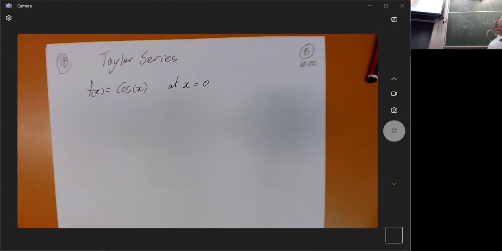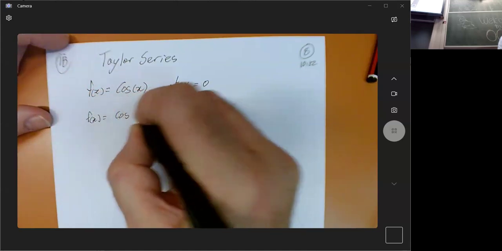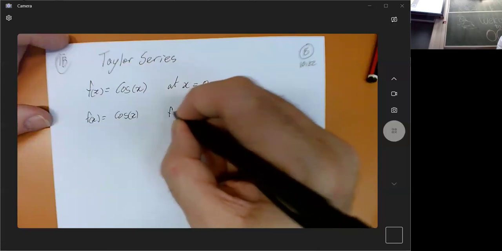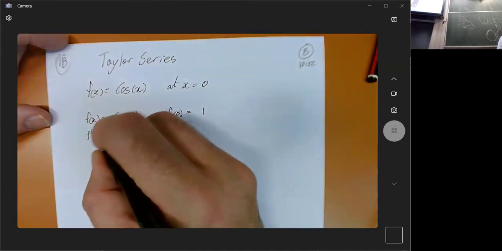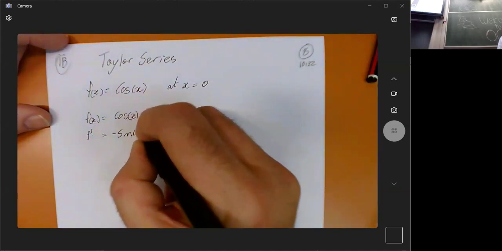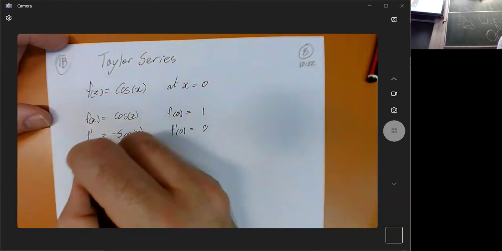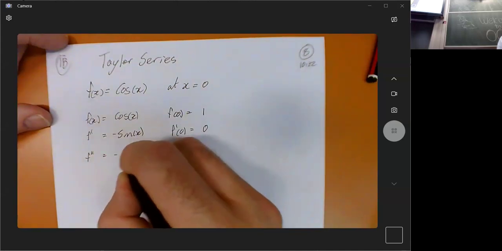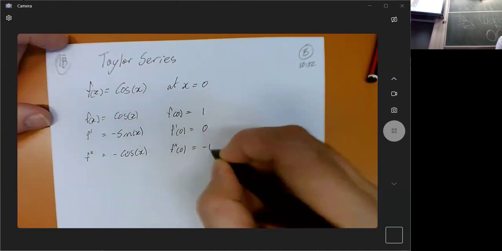They usually only get you to do like a second or third order Taylor polynomial, and they want you to work with the error term. Okay, sure, let's do this. So we're going to go f of x is equal to cos of x, and so we want f of 0 is equal to 1. f dashed is equal to minus sine of x. f dashed of 0 is equal to 0. f double dashed is equal to minus cosine of x. f double dashed of 0 is equal to minus 1.